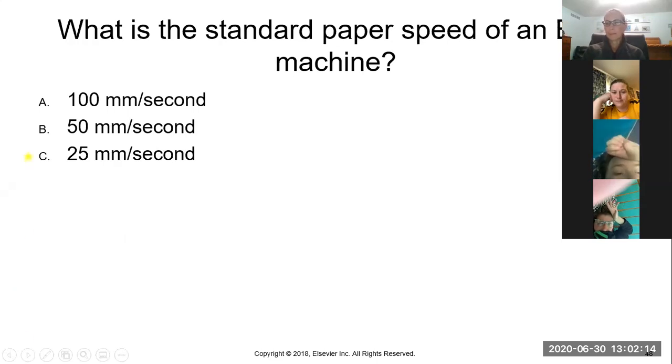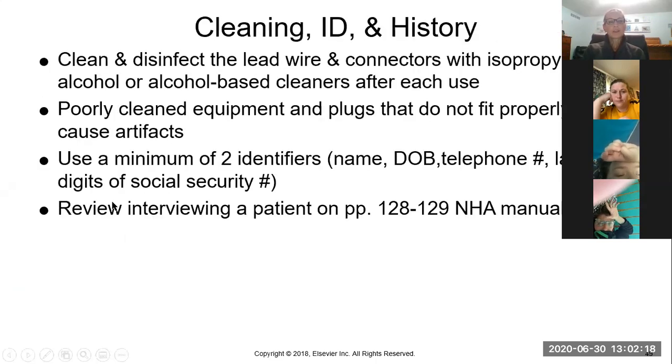$25, right? Okay, 25, standard EKG. All right, so now just cleaning the thing, okay? We had that on the last test, but you would make sure that you're cleaning and disinfecting the lead wires, any connectors, the machine that you've touched. You're going to clean it off with some kind of isopropyl alcohol or an alcohol-based cleaner, okay?